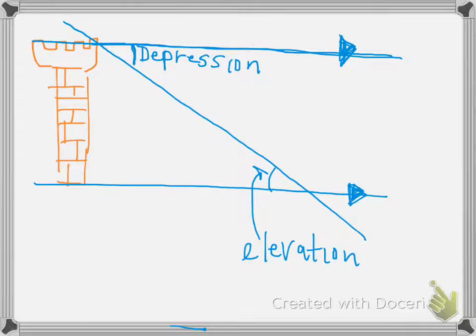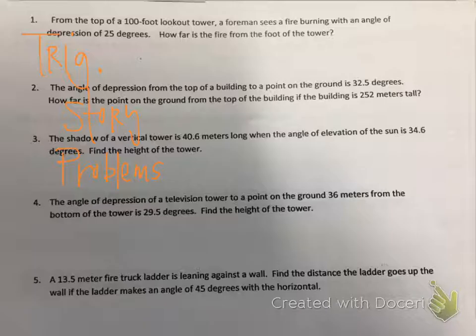But the kind of cool thing is that this angle of depression is the same angle as this angle of elevation inside your triangle. So you don't really use the outside angle, the angle of depression. You really use the angle of elevation. But in our story problem, I think that angle was 25. Let's look back. Yep, 25 degrees right there.